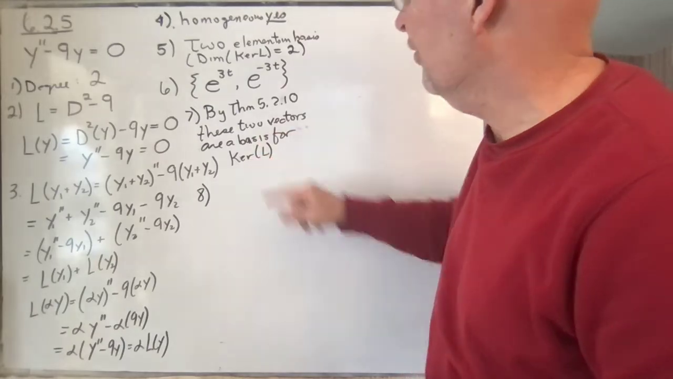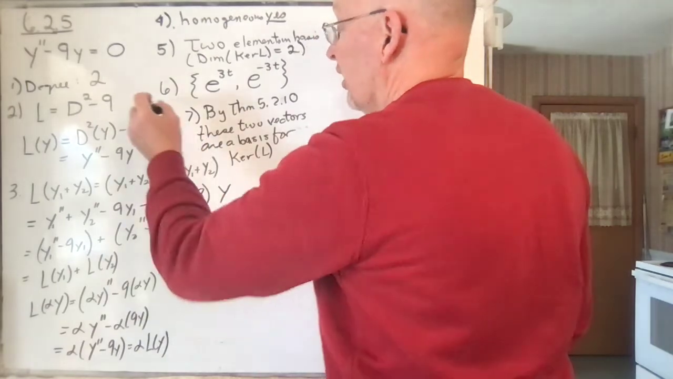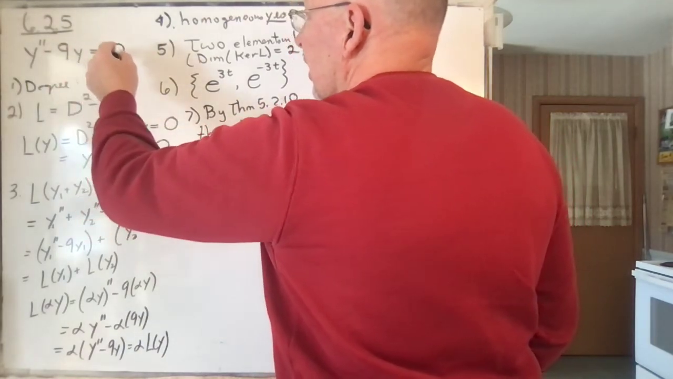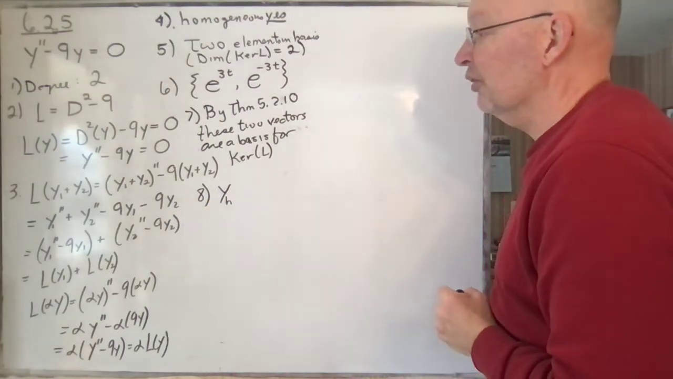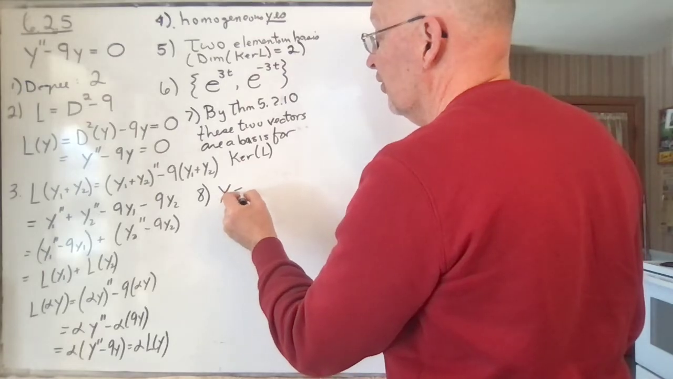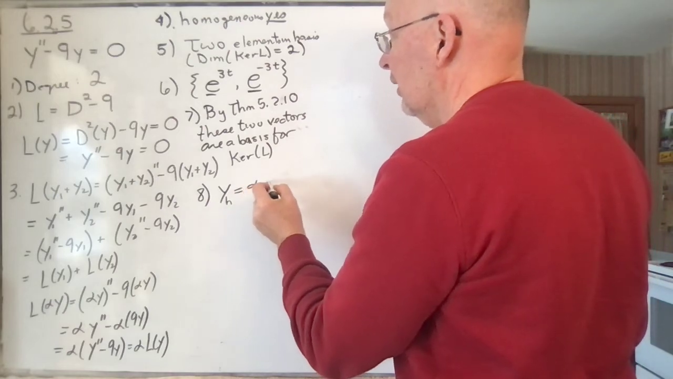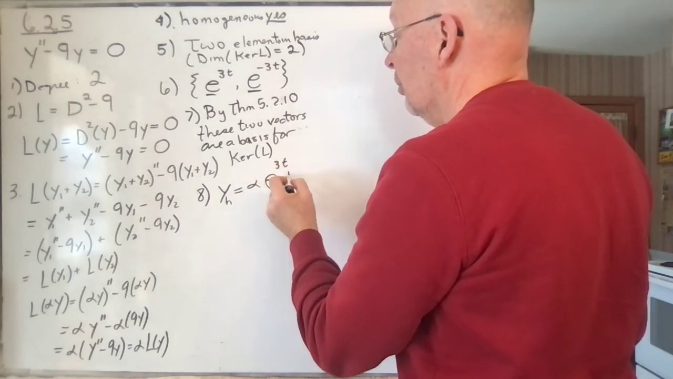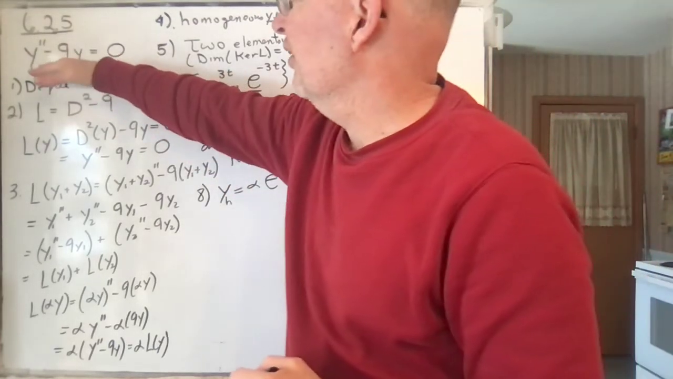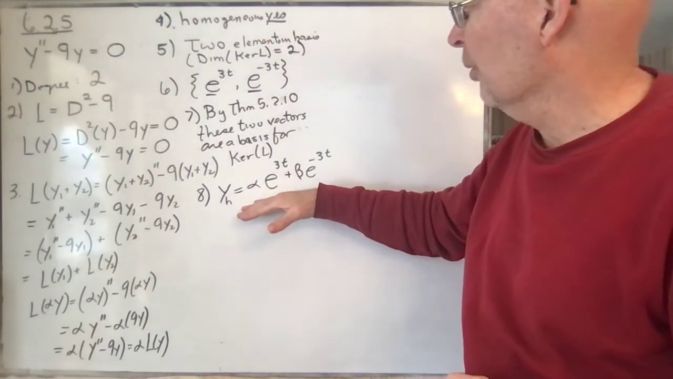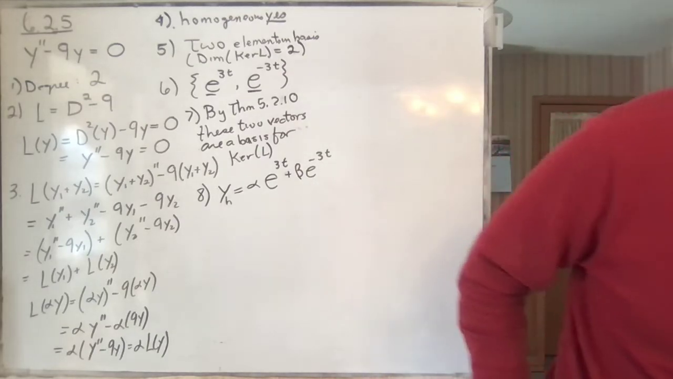Since they're a basis for the kernel, any solution, and since we're talking about the homogeneous differential equation here, I'm going to write y sub h as the general solution to the homogeneous, is just a linear combination of these two things. So I can write it as alpha times e to the 3t plus beta times e to the negative 3t. Every solution to this differential equation is of this form: some constant times the first one plus some constant times the second one.